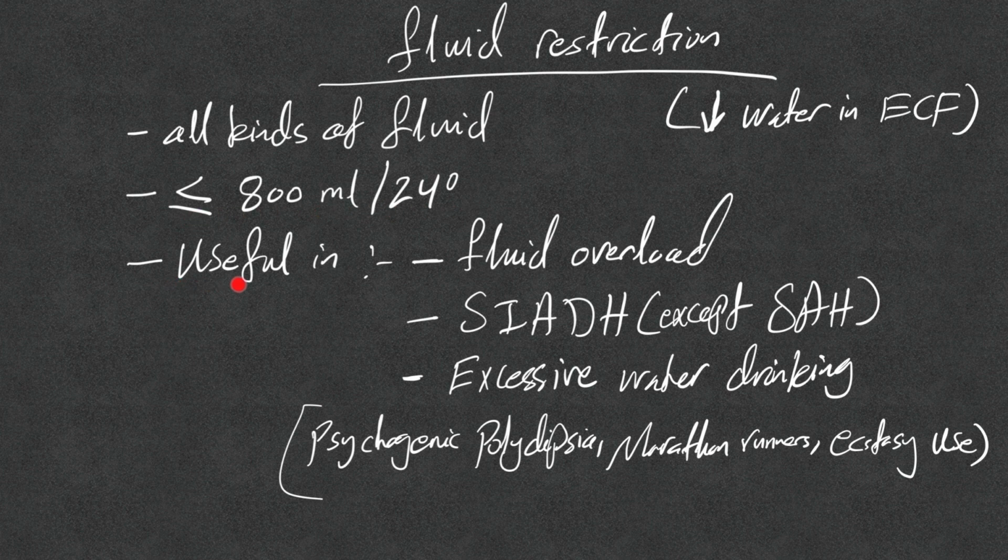And fluid restriction is useful in fluid overload or hypervolemic hyponatremia. SIADH, all kinds of SIADH except the one related to subarachnoid hemorrhage. Here they say we should avoid it because it can induce cerebral vasospasm. And in excessive water drinking cases, psychogenic polydipsia, marathon runners, ecstasy use when they come with acute hyponatremia. And as we explained, fluid restriction increases sodium concentration by decreasing the amount of water in the ECF.